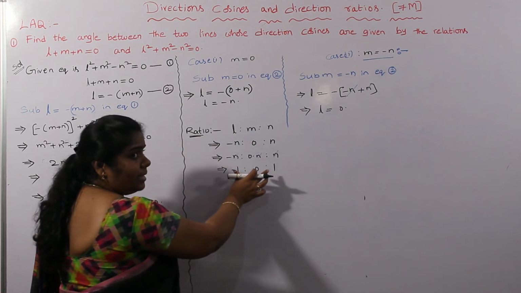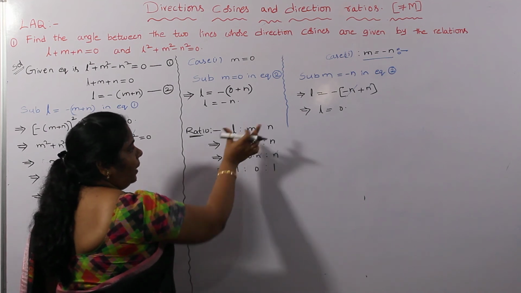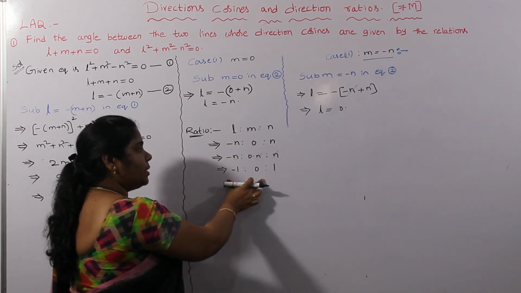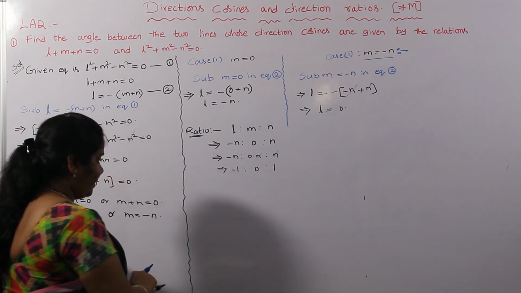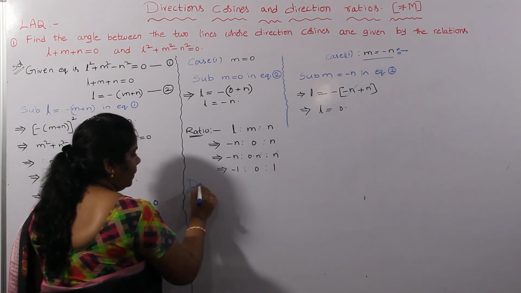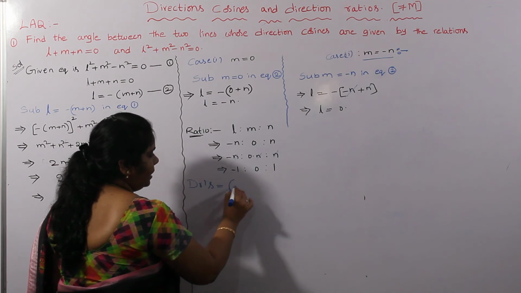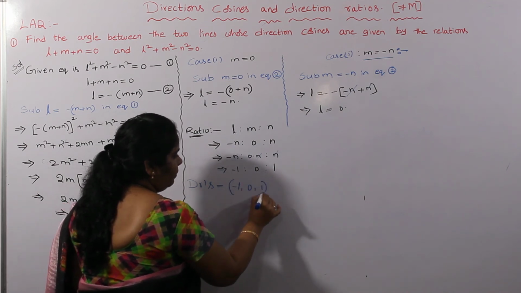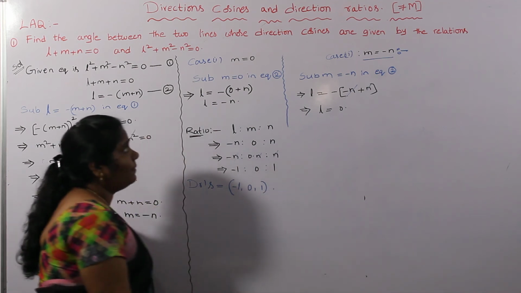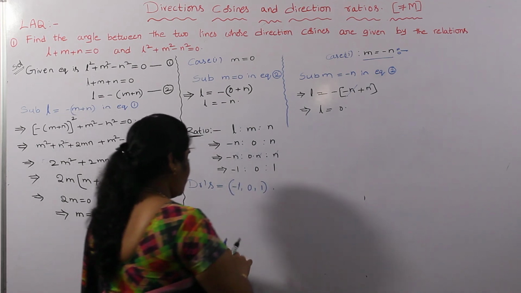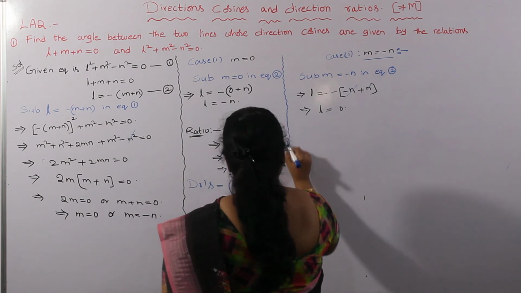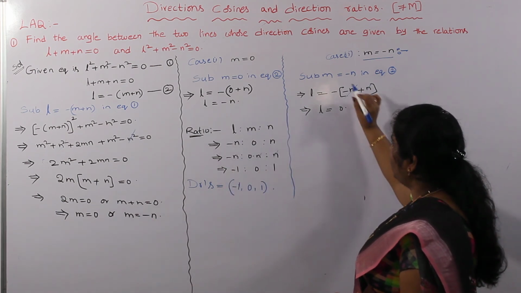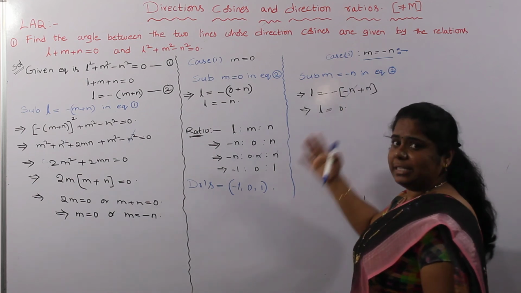What are these? These are the DRs. DRs is equal to minus 1 comma 0 comma 1. This is the first case. In case 2 also we get the values: L is equal to 0, m is minus n, n is taken as it is.